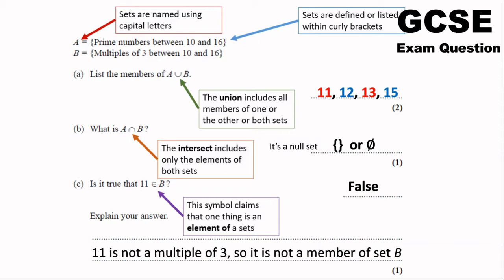11 is not a multiple of 3, so it's not a member of set B. It's not enough just to say because it's not listed. Make sure you copy that down along with all the notes we made about this question, and let's go on to another example.